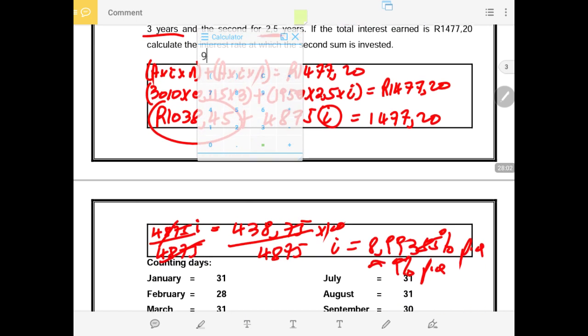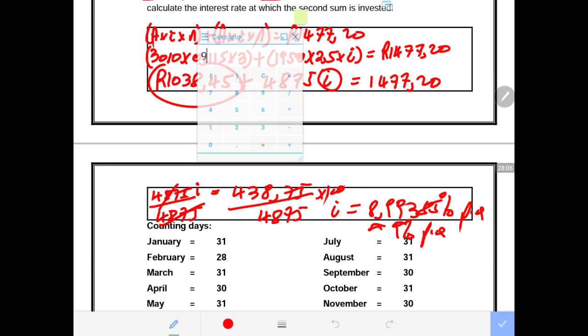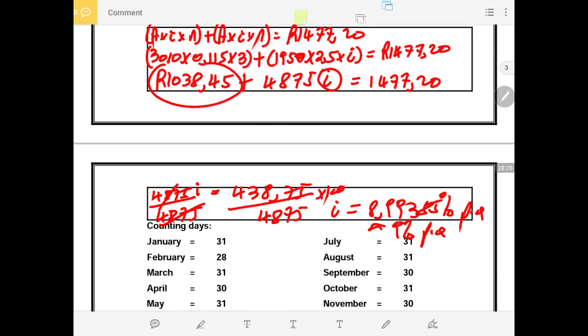This one is the best one, and I always prefer that one. But obviously, look at the questions. If in your exam you are given decimals, then make sure that you stick with the one that has decimals. If there are no decimals, you can still use the approach of the 9%, then you are done and dusted. So this will be how you calculate the interest on the second investment.